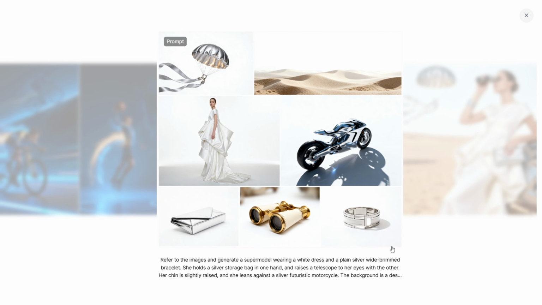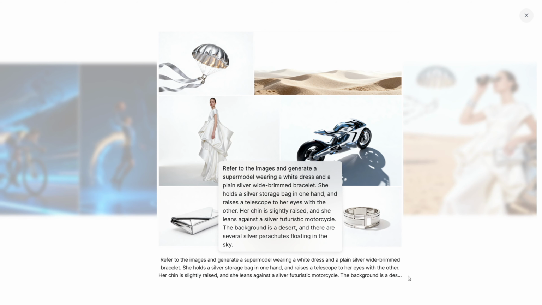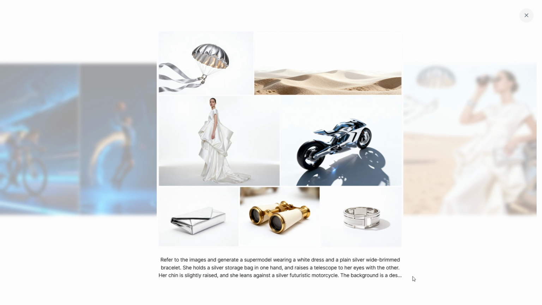Okay, now let's talk about another picture. You can see these images. You can generate a supermodel wearing a white dress and a plain silver brimmed bracelet. She holds a silver storage bag in one hand and raises a telescope to her eyes with the other at her chin, and you can read the entire prompt. It's totally on your screen.